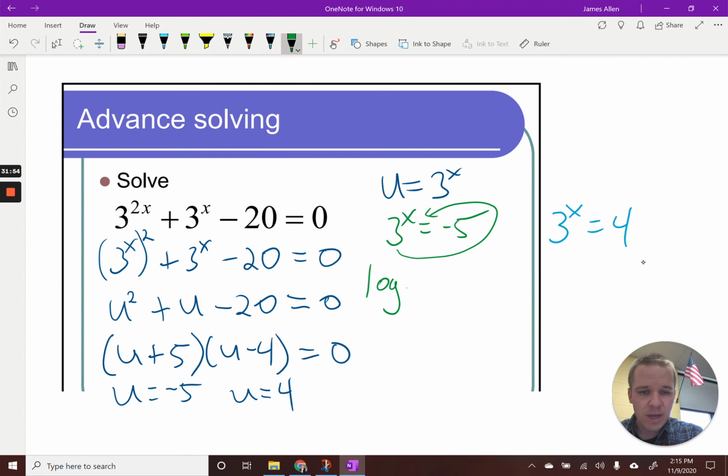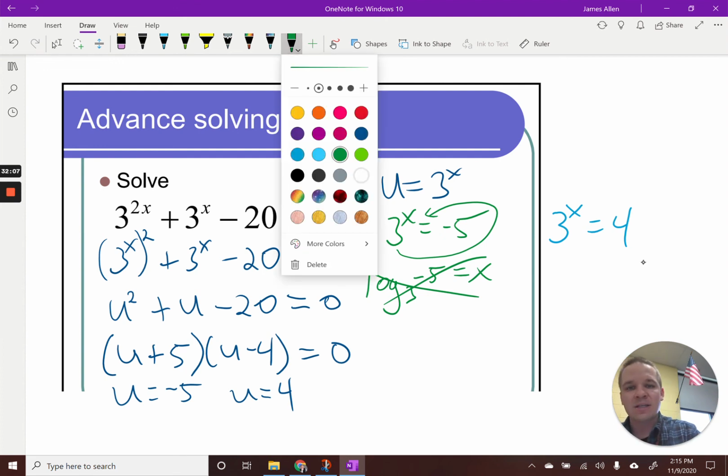So I have log base 3 of negative 5 is equal to x. Wah, wah. What can we not take the log of? A negative. It's got to be greater than 0. The argument has to be greater than 0. Not going to happen on that one. Yay! I get to skip over that problem.